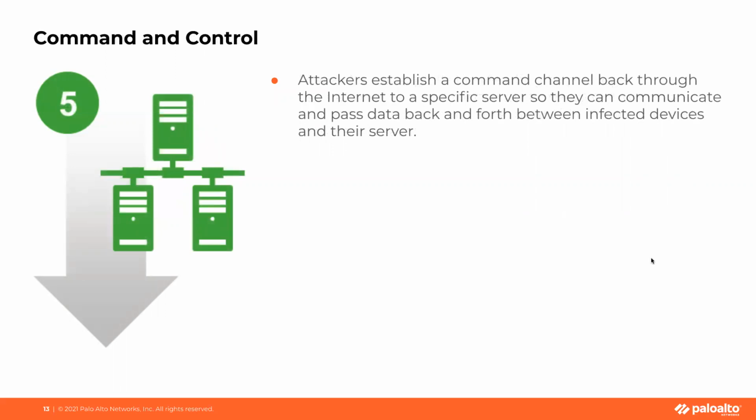Okay, moving on to step 5, command and control. This is something that's very common. It's not always present, but in most cases, and in targeted attacks as well, it's almost always there. The attackers want to establish some sort of a command channel back to them so that they can control the malware that's running on the exploited machine or on the machine where they were able to infiltrate.